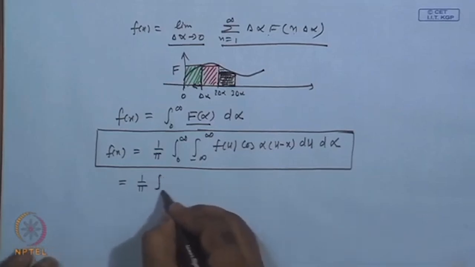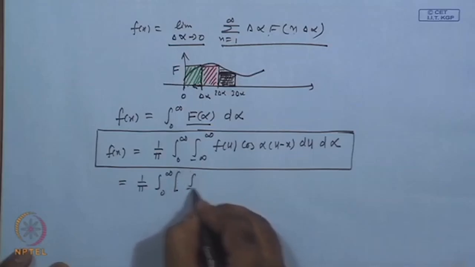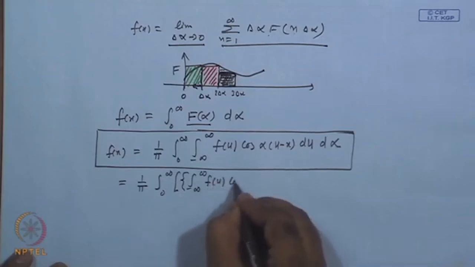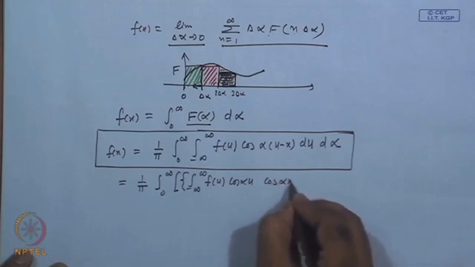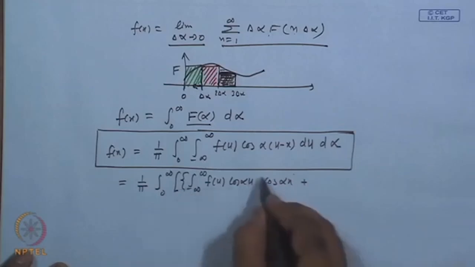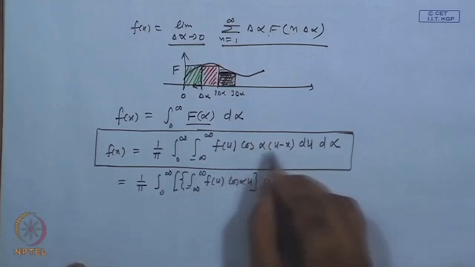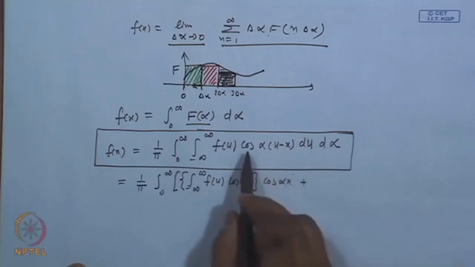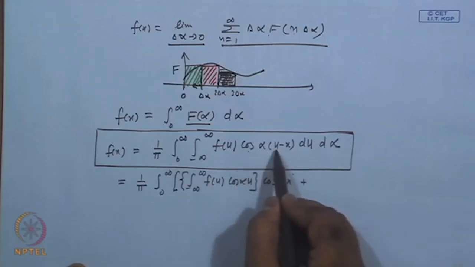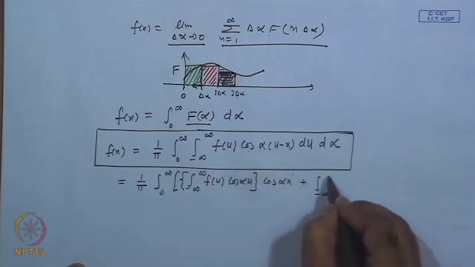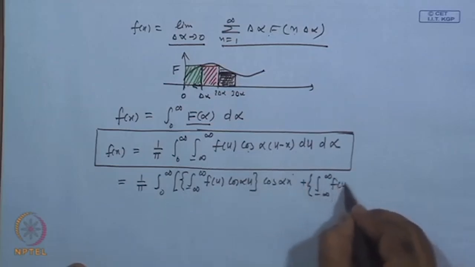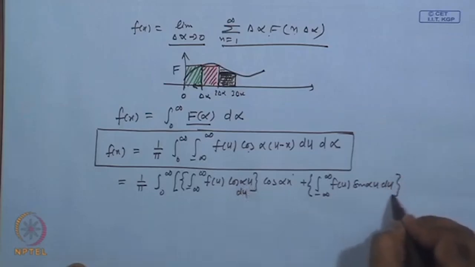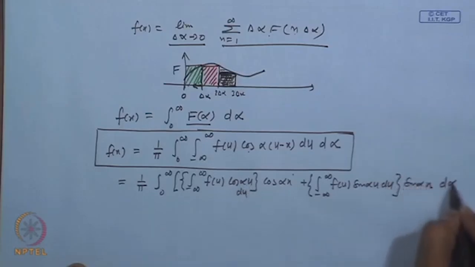form. So we have the integral from 0 to infinity, and then the integral from minus infinity to infinity of f of u cos alpha u cos alpha x, I can close here, and then the sin alpha u and sin alpha x will go to the second integral, minus infinity to plus infinity, f of u sin alpha u du, here du was missing, and then sin alpha x, and then we have at the end d alpha for this integral.